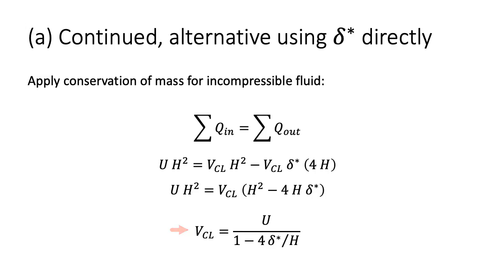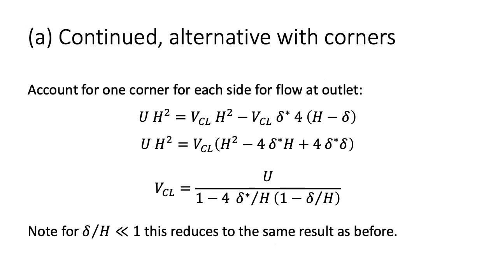Considering one last alternative, for the outlet, we only account for the flow once in each of the corners as shown. This gives a slightly more complicated result that reduces to our previous result when the boundary layer thickness over the test section height is much less than 1.